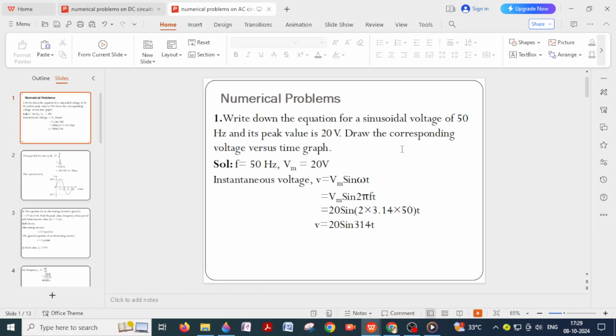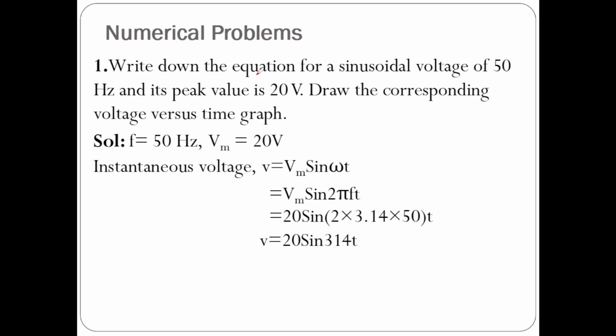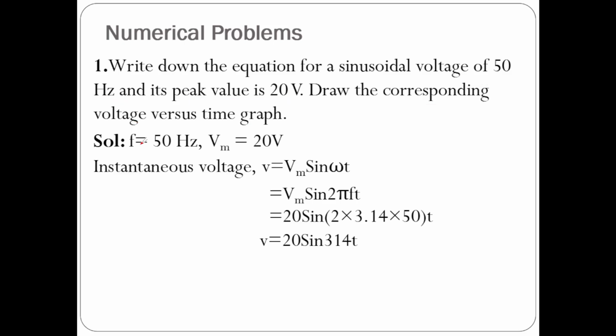Write down the equation of a sinusoidal voltage of 50 Hz whose peak value is 20 volts. Draw the corresponding voltage versus time graph. So here in this numerical problem, frequency is given, that is 50 Hz, and peak voltage is given, that is 20 volts.